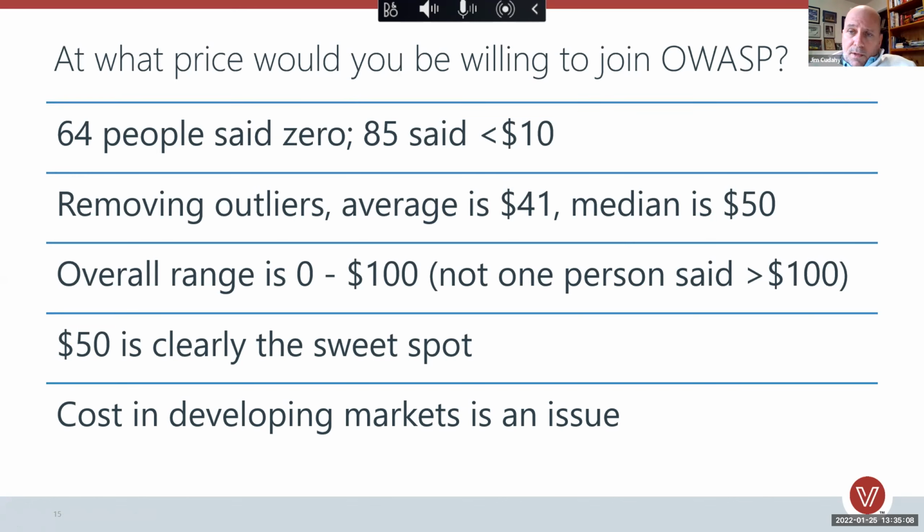So for what it's worth, we removed those outliers and arrived at an average of $41 and a median of $50. So your $50 right now is certainly right, as I mentioned earlier, right in the sweet spot. Not one person said more than $100 for what it's worth. I don't think there's only one who said 100, but $50 is right there.